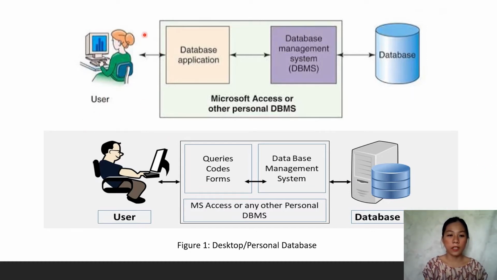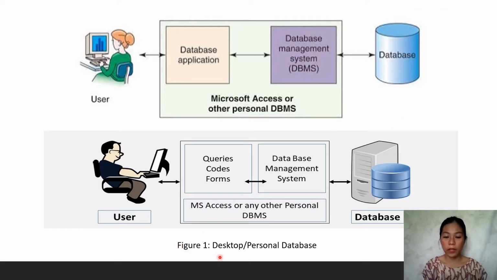Suppose that this is user A and this is user B. If user A is still using or accessing the database, user B needs to wait until user A is through. Like what I have said earlier, since this is a single-user database system, it can only support one user at a time. So in order for user B to access the database, he must wait for user A to be done accessing the database.